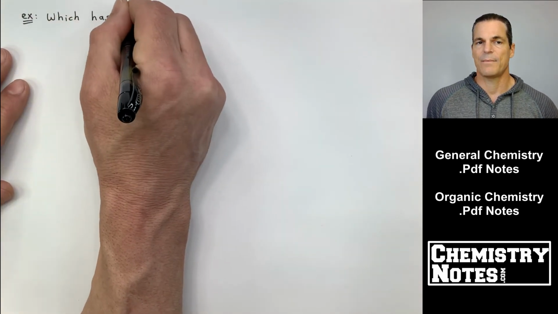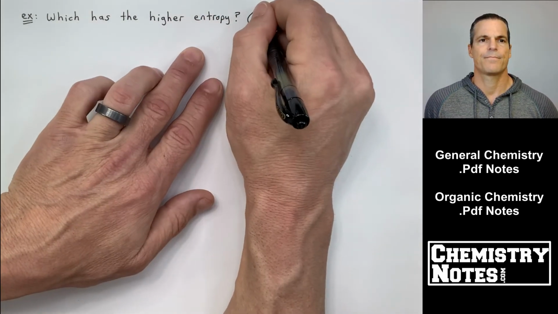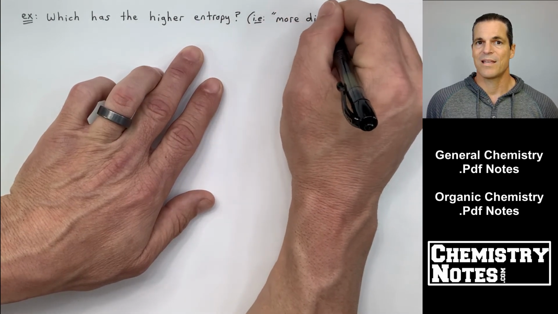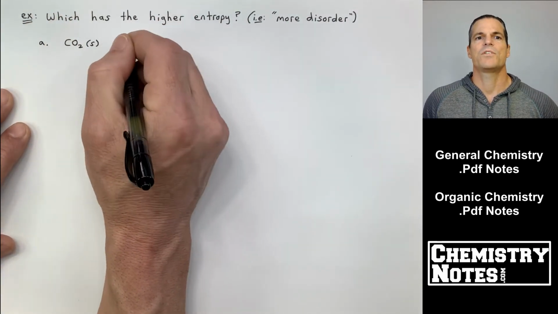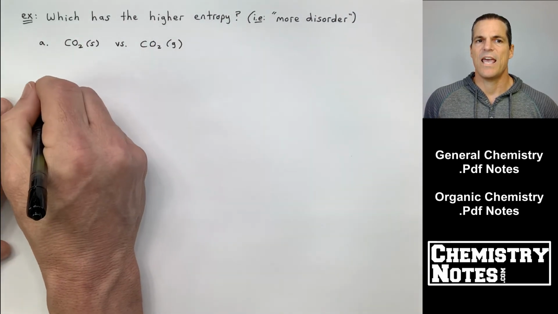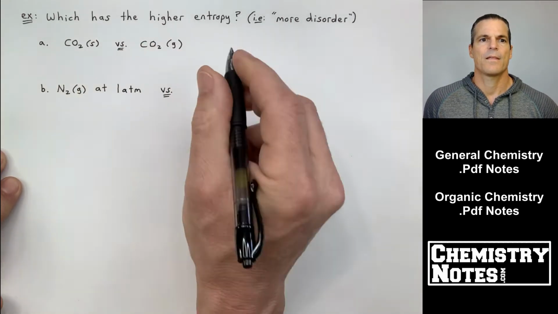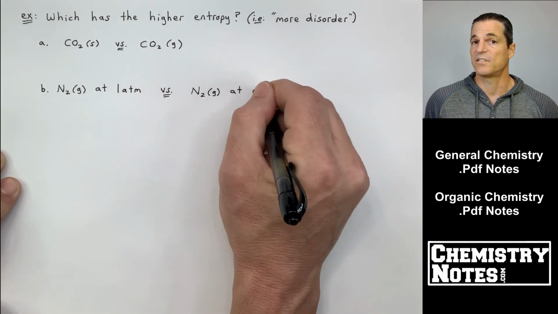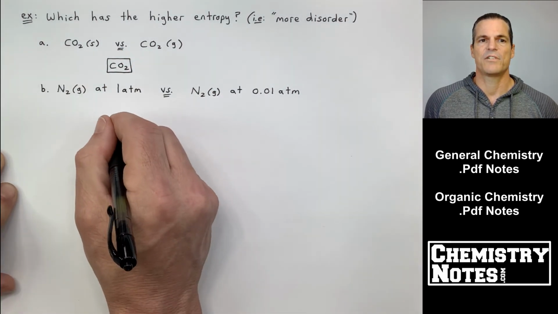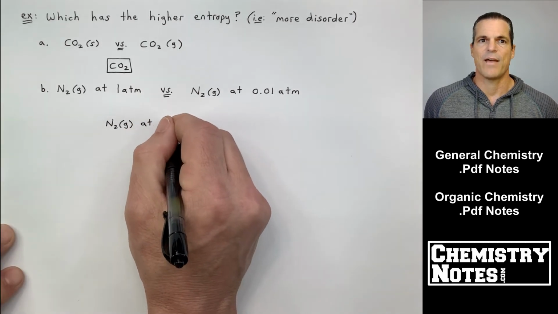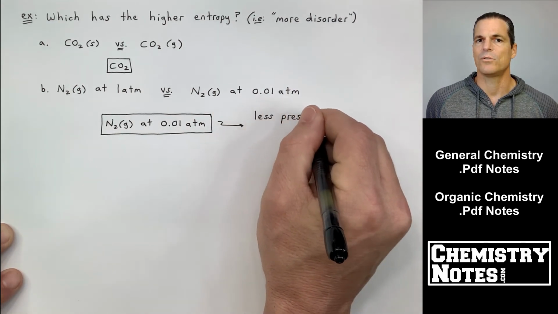All right, let's do an example. The example says, which has the higher entropy? So we want to find out which of the following has more disorder, more chaos, more randomness associated with it. Which has the higher entropy? So in the first one, A, we have carbon dioxide solid versus carbon dioxide gas. In the second one, we have nitrogen gas versus nitrogen gas, but different pressures. So in the first one, CO2. Okay, I don't know why I've just selected CO2 and not given you the state of matter. There's a typo on my behalf there, but higher entropy is going to be the gas. So the answer to A is CO2 gas.